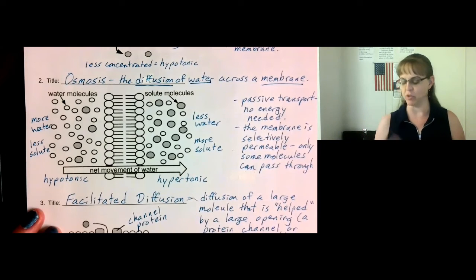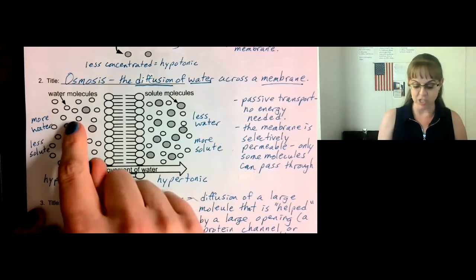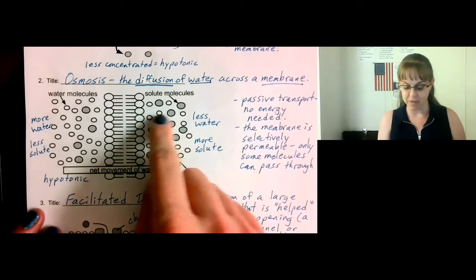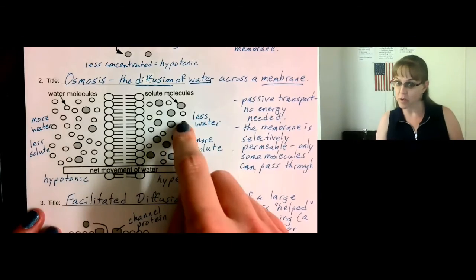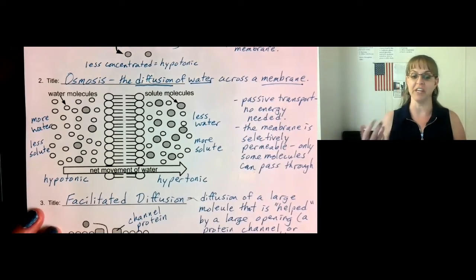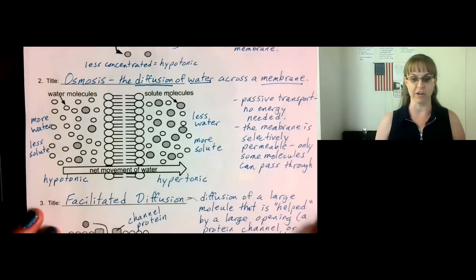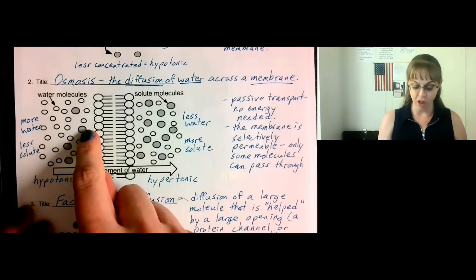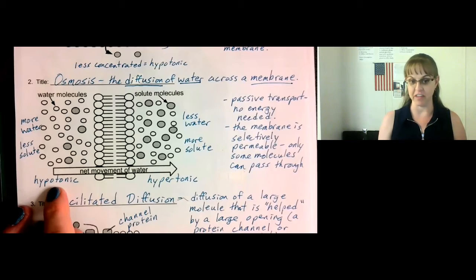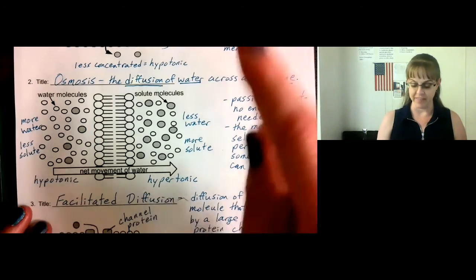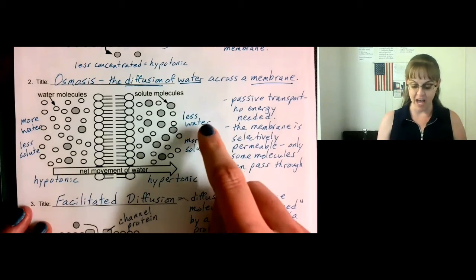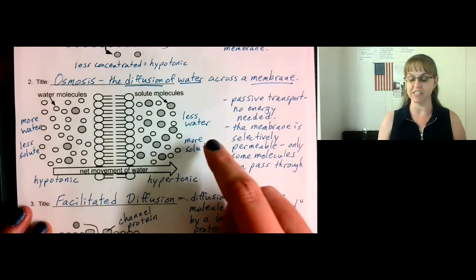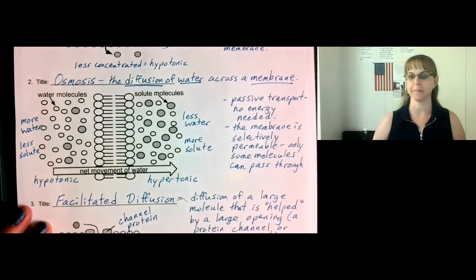Now it says net movement because actually maybe two water molecules go to the right and maybe one comes back to the left. But that's the same thing as one going to the right, right? So there's a net or overall movement of water to the right. Now, the solute is hypotonic. There's a low amount of solute. There's a high amount of water. Then on this side, there's a high amount of solute, and solute is hypertonic.